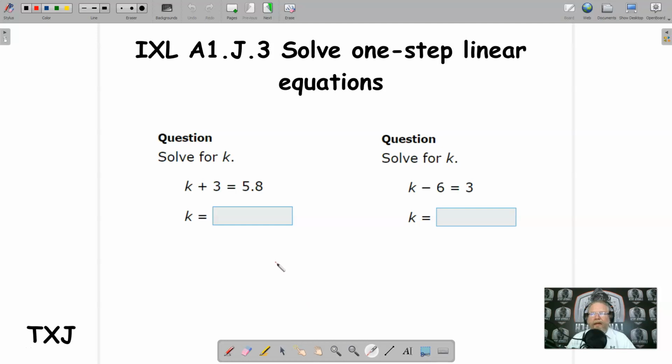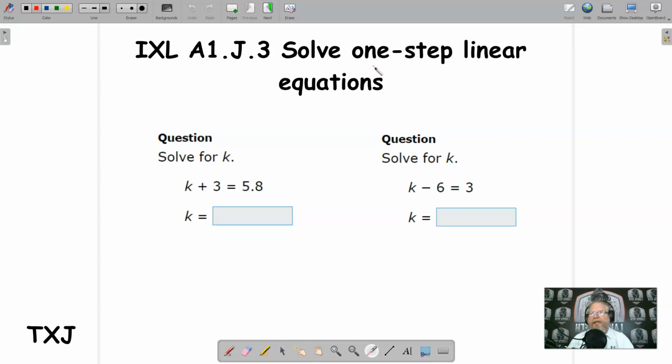Hello, this video is for IXL Activity A1.J.3 Solve one-step linear equations. The three-character code for this activity is Tango X-Ray Juliet. And solving one-step linear equations.